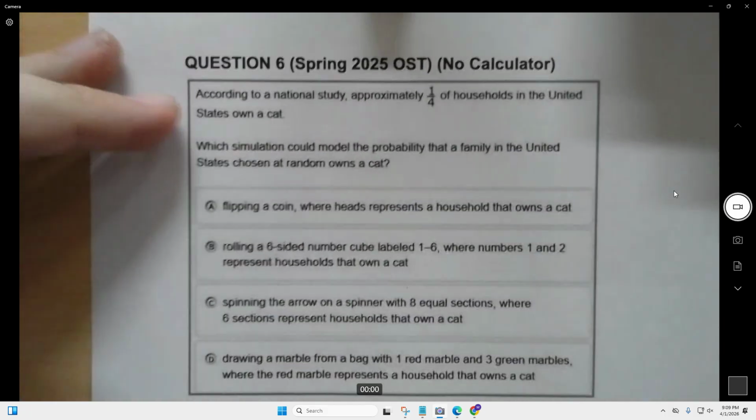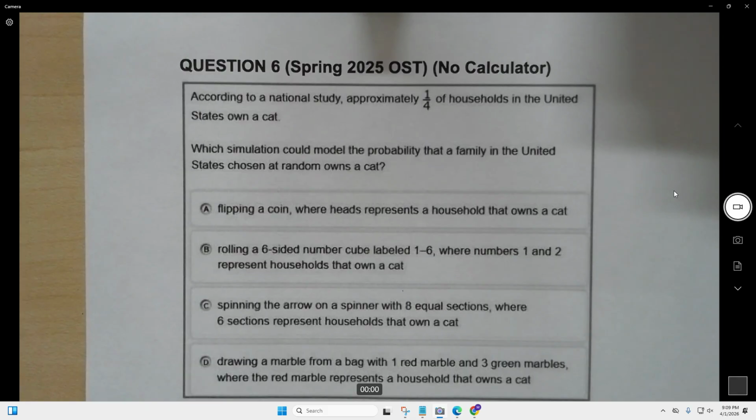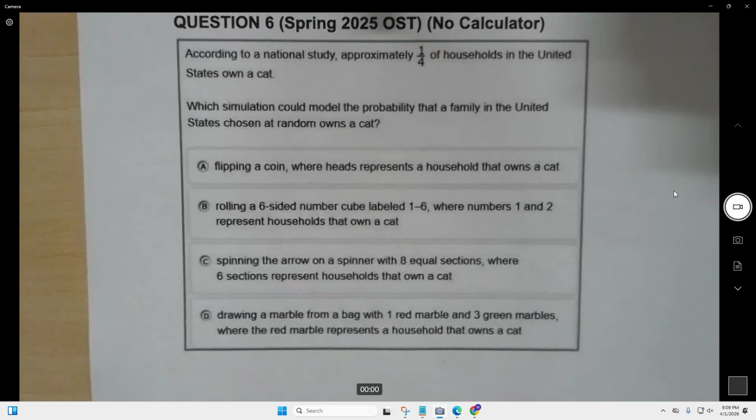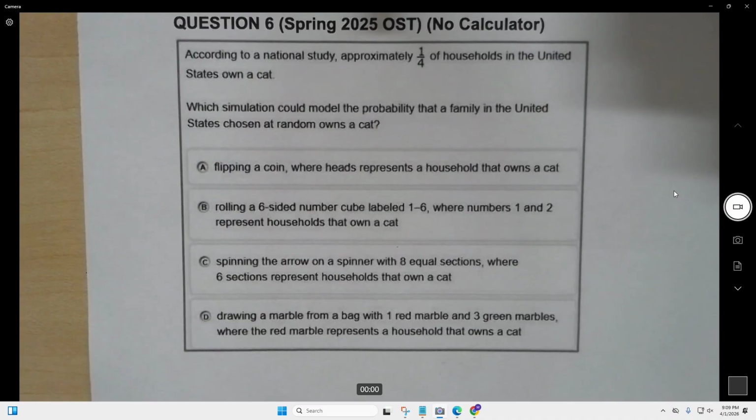Question 6, the final question. According to a national study, approximately 1/4 of the households in the United States own a cat. Which simulation could model the probability that a family in the United States, chosen at random, owns a cat?